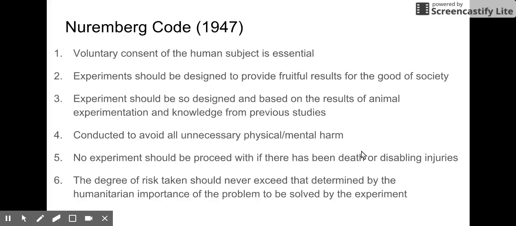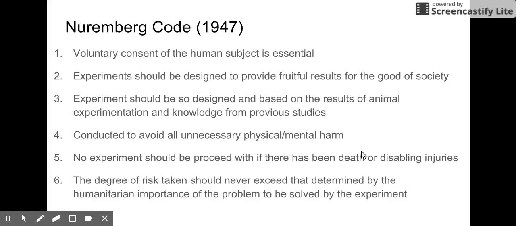They should help a range of people. Third one, experiments should be designed and based on results of animal experimentation and knowledge from previous studies. So all experiments should be done on animals first, just to see whether there's any actual extreme harm that will be caused to the participants. So number 4 was conduct to avoid all unnecessary mental harm.